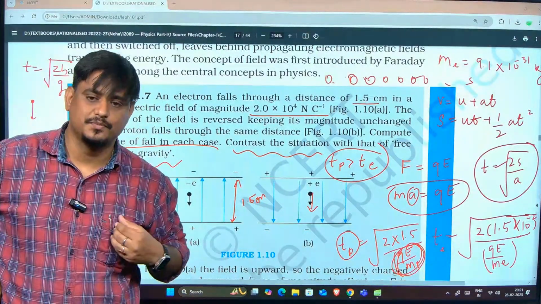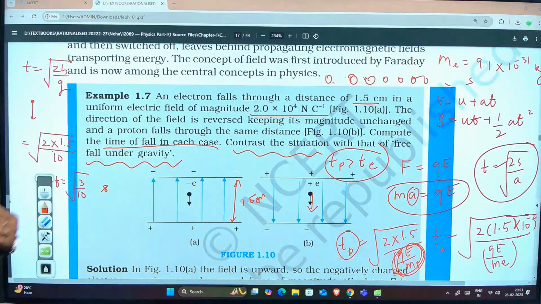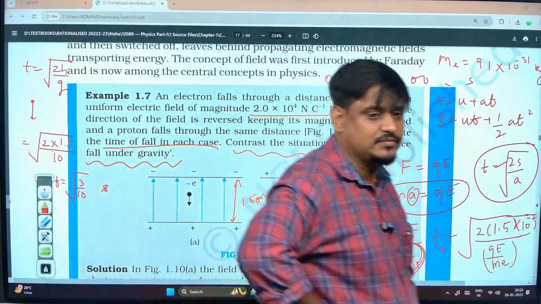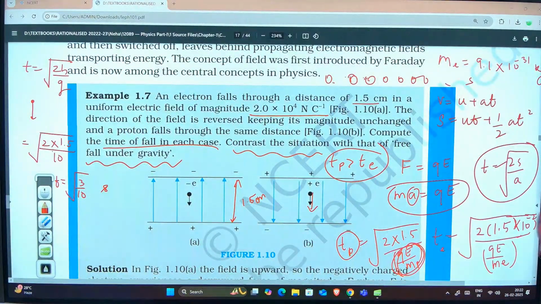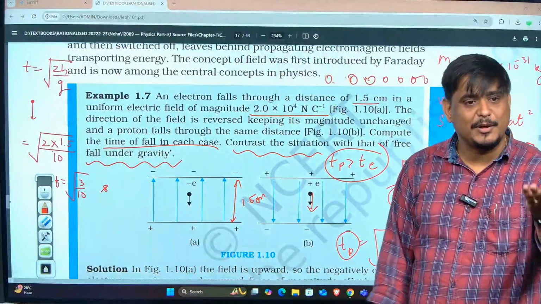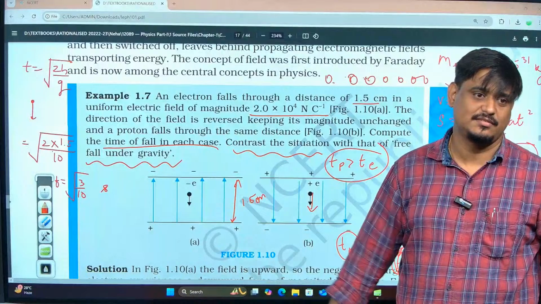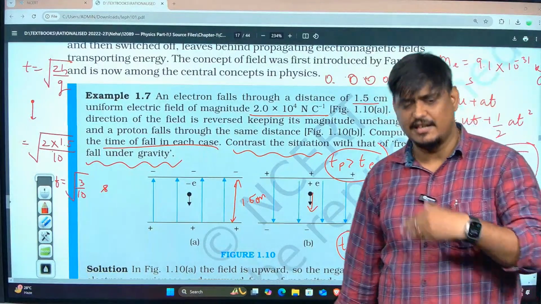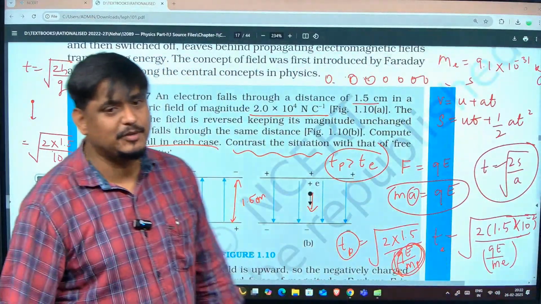Sir, is it for both or only the electron? Both. Both obviously. What if the charge is such that it will go up, right? Yes, then the story will be different. Then it will not come down, it will go up only, because gravity's effect is very less. It is slightly resistive, yes, obviously it will resist, but very small.